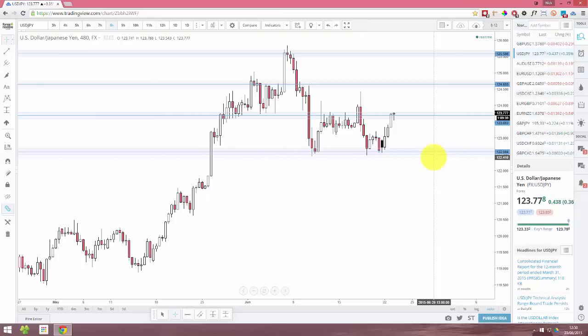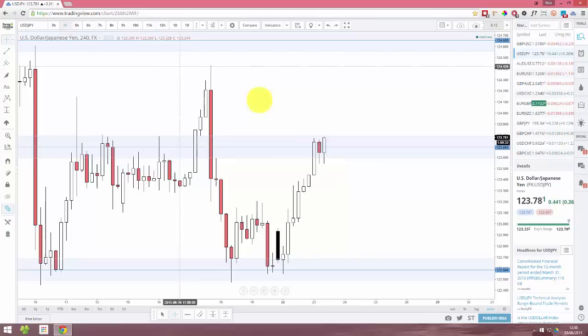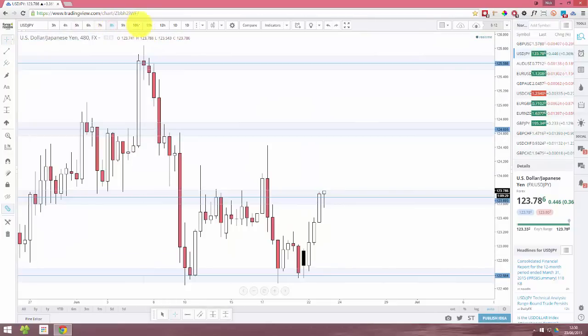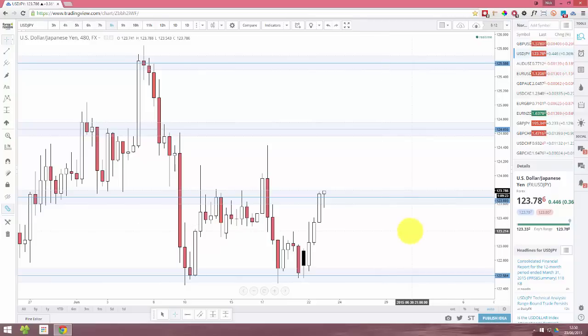There's actually a potential setup forming right now. I'd want to see how this closes. Let's look at it on a lower time frame. I'd want to see how this closes on the 8 hour, possibly even the 12 hour. So I'm going to wait this one out, but this actually looks like a potential setup and it's forming on top of my resistance area.